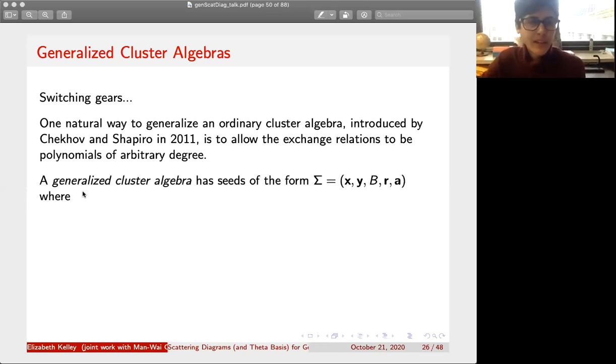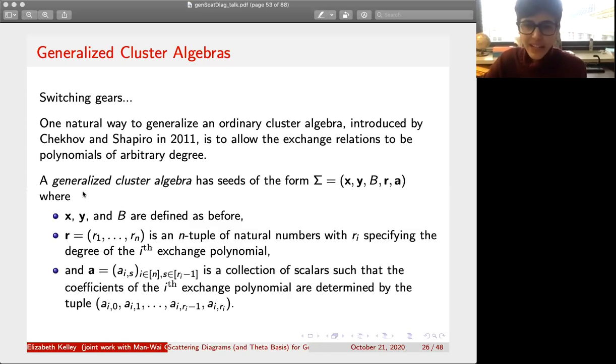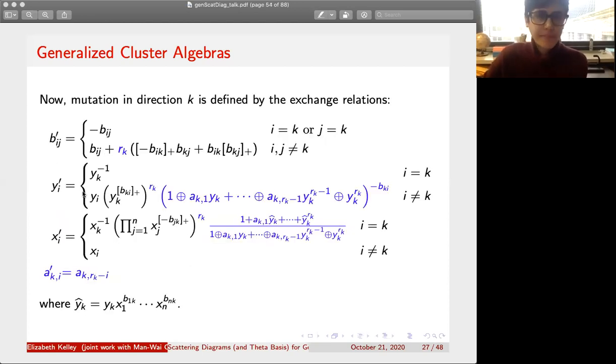And basically I do this by adding a little bit of information. For each cluster variable, I write down a polynomial that gives the number of terms in its exchange relations, the degrees of each of those terms, and the coefficients of each of those terms. And then I can modify all of my mutation definitions. Here you should just look at the blue highlighted bits. Those are where these are different. You can see that we add some longer polynomials in places and we get some extra exponents.